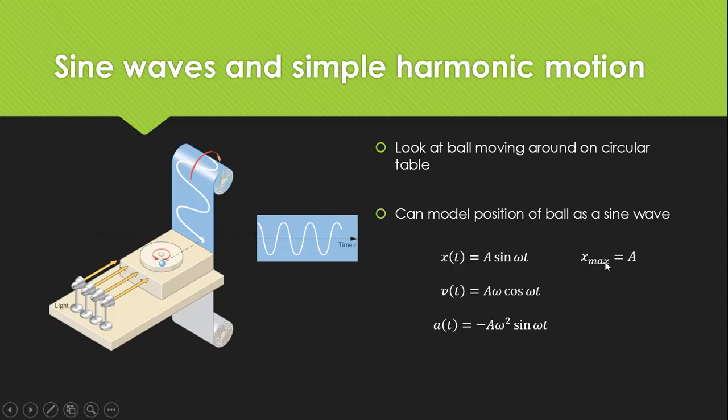The largest x could be in this motion, or the largest displacement away from the center, is just A. The largest v could be is A times omega, and the largest acceleration could be is A times omega squared. The reason for this is the largest sine or cosine ever get is 1. So I can actually model simple harmonic motion as a function of sine or cosine. Depending upon how you want to do this, you could say A cosine of omega t, negative A omega sine of omega t, negative A omega squared cosine of omega t, and that would be valid as well. I usually like sine, cosine, and sine.